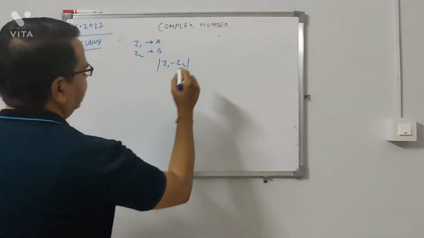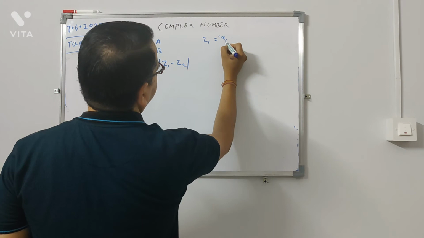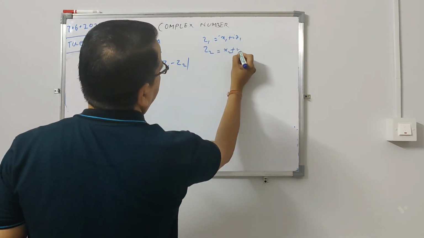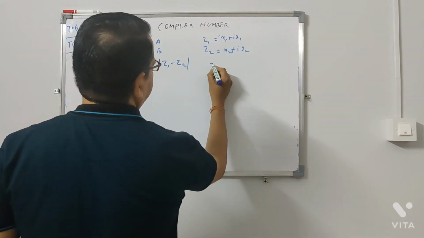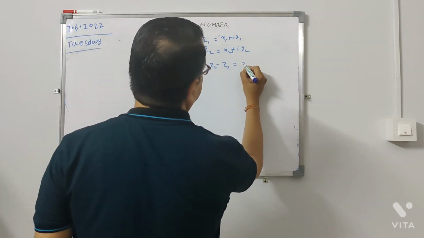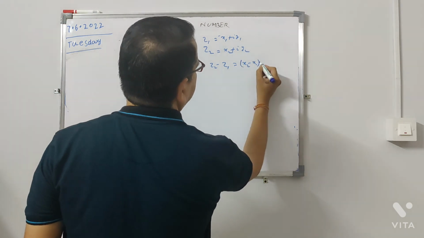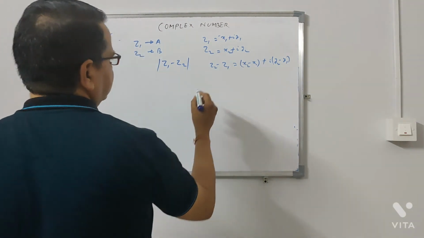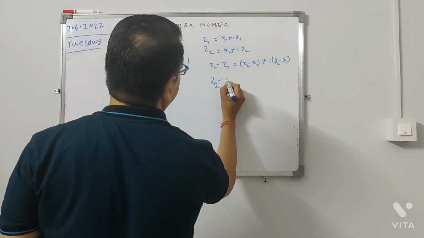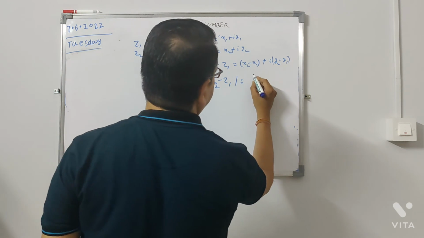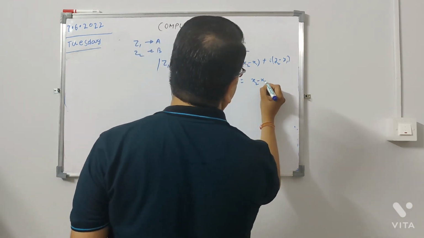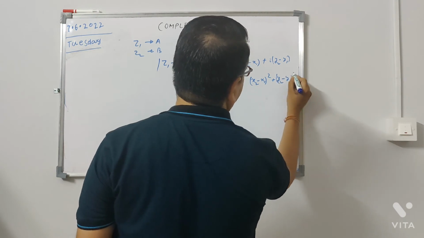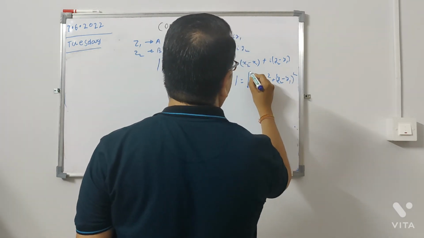Like z1 is, let us say, x1 plus i y1, and z2 is equal to x2 plus i y2. So your z2 minus z1 is equal to x2 minus x1 plus i into y2 minus y1. The modulus of this is nothing but the distance, so it is the square root of x2 minus x1 whole square plus y2 minus y1 whole square. This is very clear.